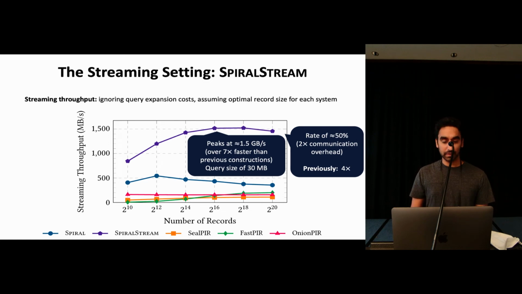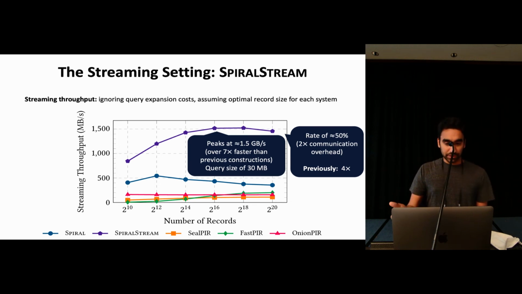And as a note, at this point, the rate is about 50%. So the communication overhead here for single server PIR is already, in this setting, only 2x. And it was previously 4x with the best previous scheme.